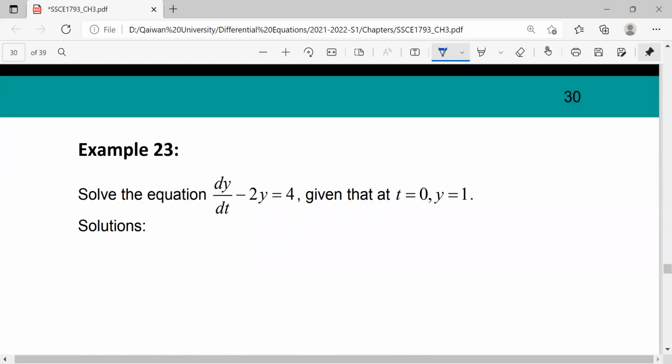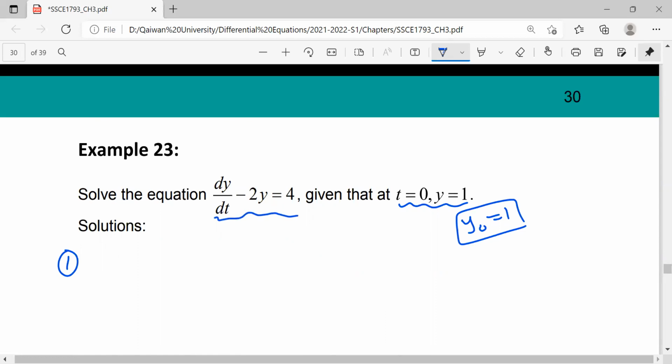Here you have an example. In the first step, as I said, we just take the Laplace transform for both sides. Here we are given a differential equation with an initial condition. This is y naught equals 1. Here t is 0, y is 1. Y of 0 is 1. This is the initial condition which is given for this differential equation.